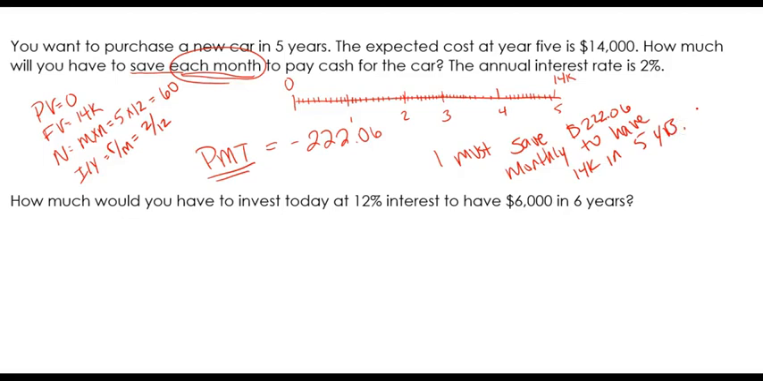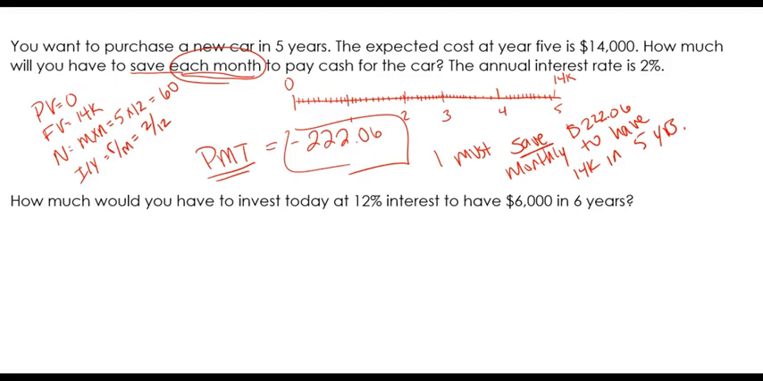So notice what I mean. The negative sign implies a cash outflow, but here the word save also implies a negative cash flow. So your answer would be, for multiple choice, a positive $222.06. Okay, let's do the next one.